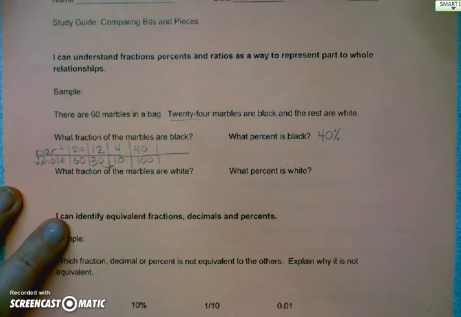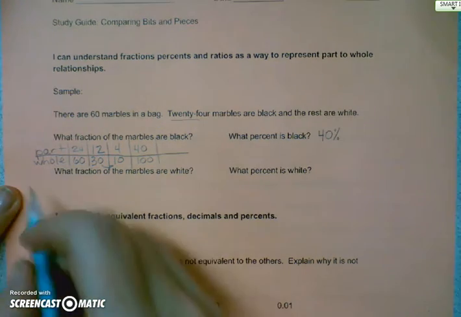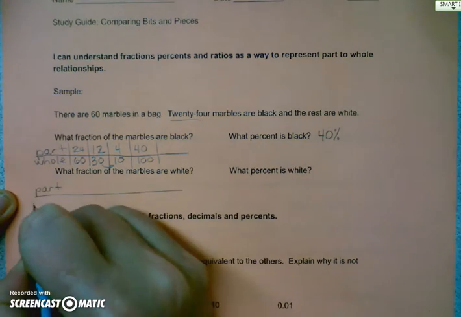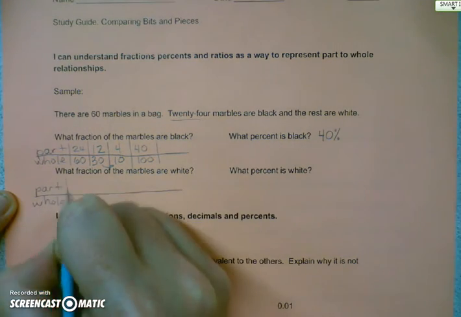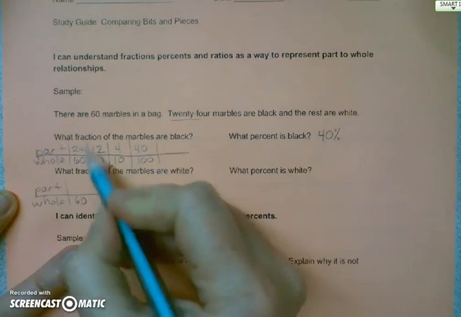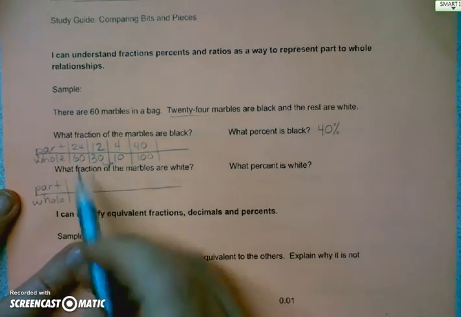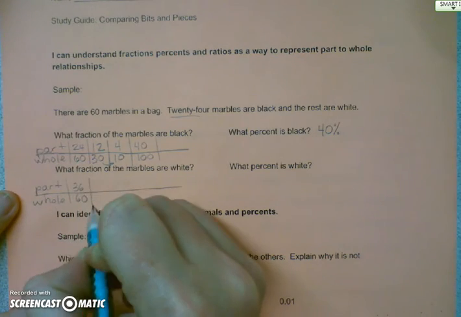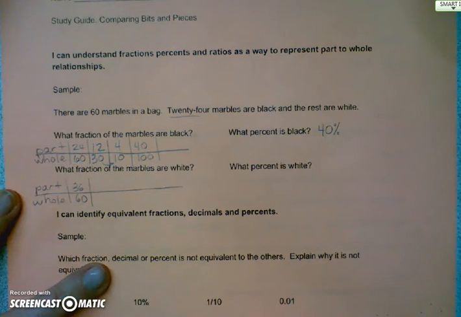The second one says, what fraction of the marbles are white? So again, we're comparing part to whole. We still have 60 marbles in the whole bag, but now the rest of the marbles are white. So we have 24 black and 36 white marbles makes 60 marbles in all. So 24 plus 36 makes 60.